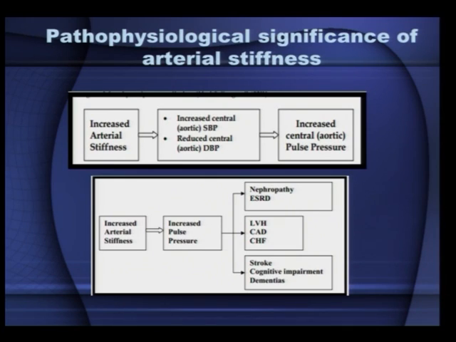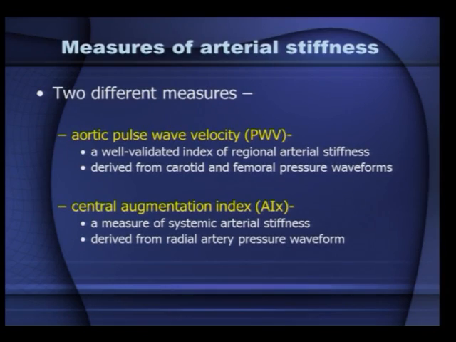Pathophysiological significance of arterial stiffness: increased arterial stiffness gives rise to increased central blood pressure and increased central aortic pressure. And this will give rise to nephropathy, LVH, CAD, as I said, CHF, and stroke. So you may be quite comfortable that the person's blood pressure has come down in the periphery, but the central aortic pressure may still be high.